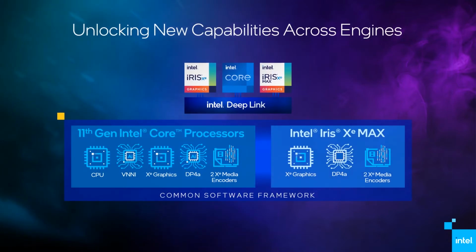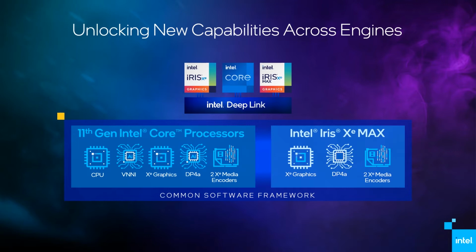So what is Intel Deep Link technology? It's a harnessing of the compute power that is comprised by 11th gen Intel Core processors, as well as the GPUs in those processors, Intel Iris Xe Max and Intel Iris Xe graphics.